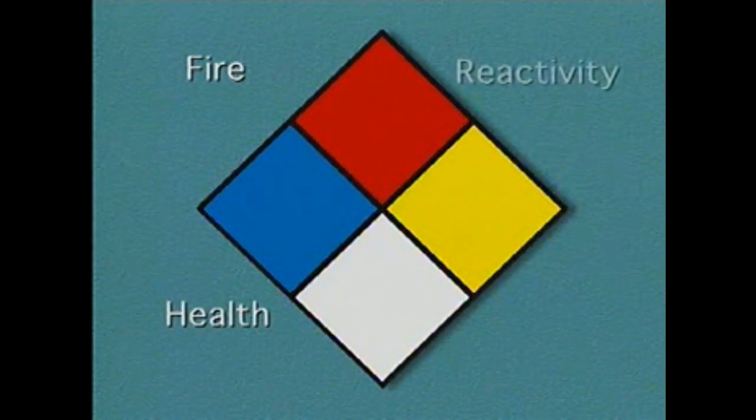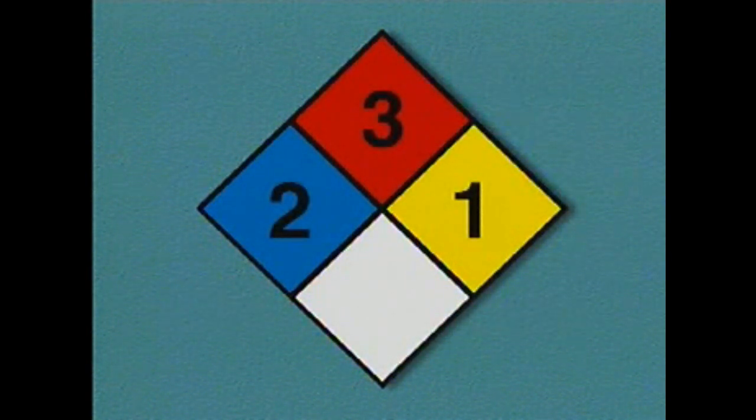Red is used for fire hazards, blue for health hazards, yellow for reactivity or chemical stability, and white for unique or special hazards. The numbers in the red, blue, and yellow diamonds indicate how hazardous the substance is. The numbers 0 through 4 are used. The higher the number, the more severe the potential effects. For example, a 0 in the red diamond indicates that the chemical won't burn, while a 4 means that the chemical is highly flammable.